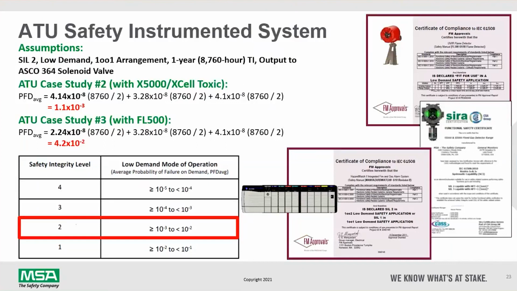Taking a look at case study number 3, where we're making use of a flame detector, the FL500, and taking a look at its certificate and calculating it along with the controller as well as the solenoid valve, it provides a PFD average of 4.2 times 10 to the minus 2, again putting us into the safety integrity level 2 category, and therefore these devices are adequate for our application.